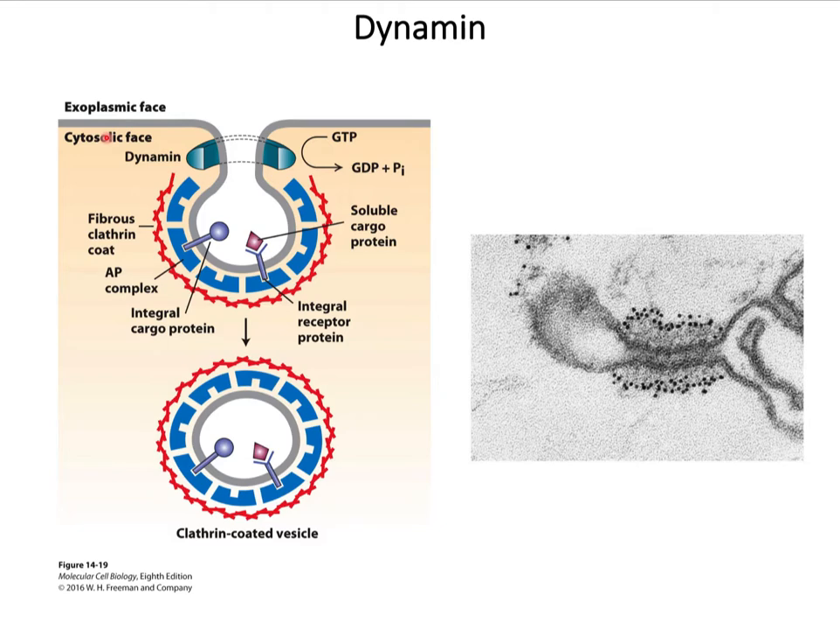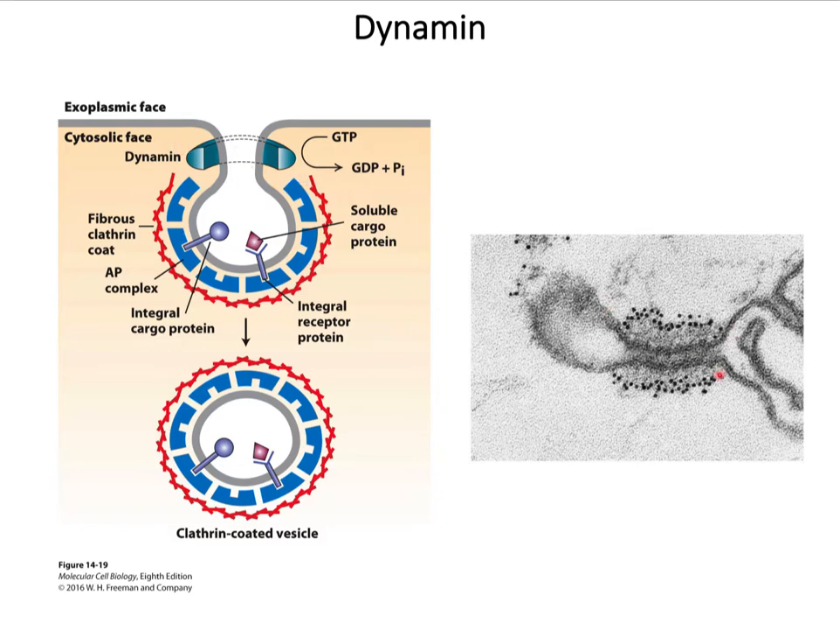The intrinsic GTPase activity of dynamin cleaves or hydrolyzes the GTP to GDP. A change in conformation occurs in dynamin such that it is almost like a spring. You can picture it as a spring around the neck right here. The spring tightens up and pinches off the vesicle. So dynamin mediates that. Dynamin is that spring that wraps around the forming vesicle.